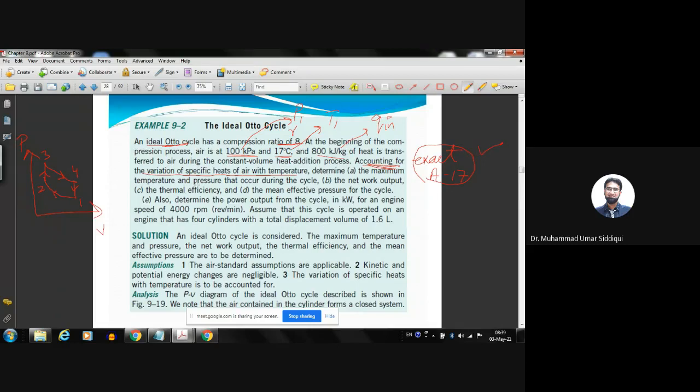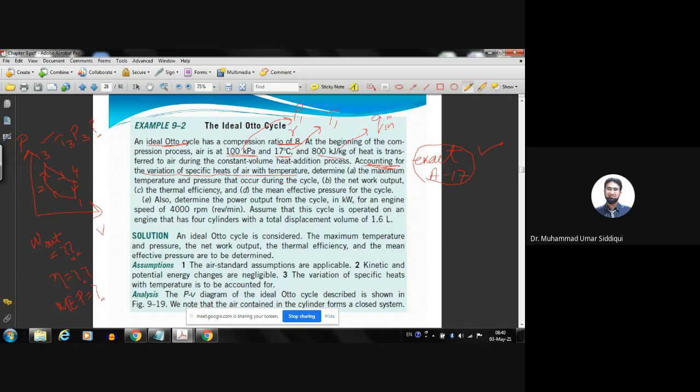Determine the maximum temperature and pressure that occur during the cycle. Obviously the maximum temperature and pressure is going to occur at state point 3. So we need to determine T3 and P3. This is something that we need to determine. The net work output, okay, so net work. And thermal efficiency and the mean effective pressure for the cycle. So thermal efficiency we need to determine, and the mean effective pressure we need to determine.